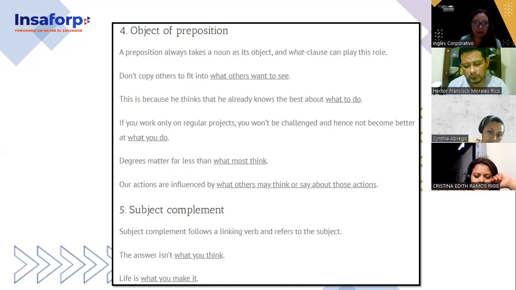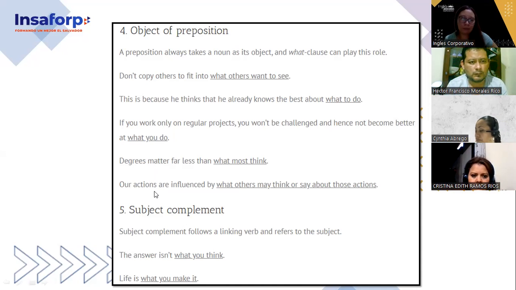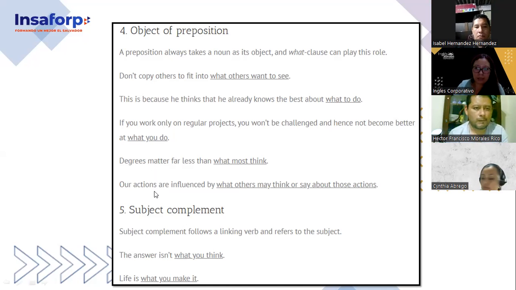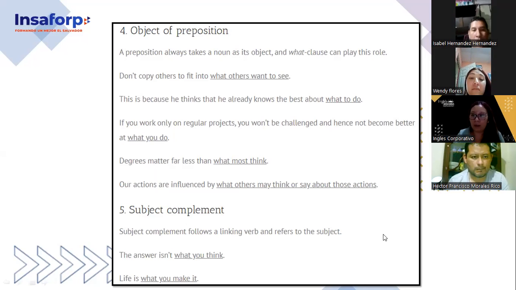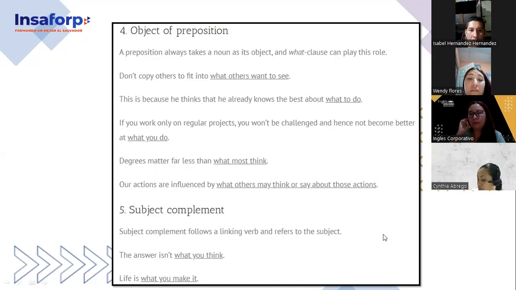So, I need 2 volunteers. Uno que lea los primeros 3 ejemplos y otro que lea los últimos 2. Veamos. Isabel Hernández, lee los primeros 3 y Wendy Flores me ayuda con los últimos 2. Okay.